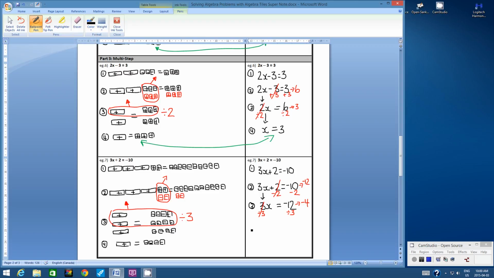Okay. Finally, step 4, we write what remains. 3 divided by 3 cancels each other out. We're left with x alone, which is what we wanted, equals negative 12 divided by 3 is negative 4. Okay, so I hope that made some sense.